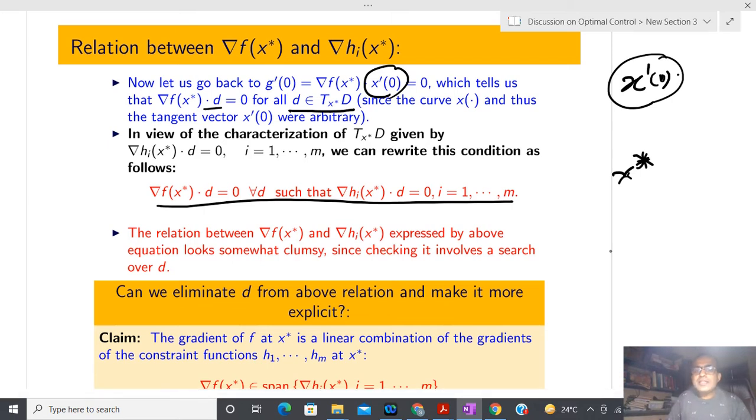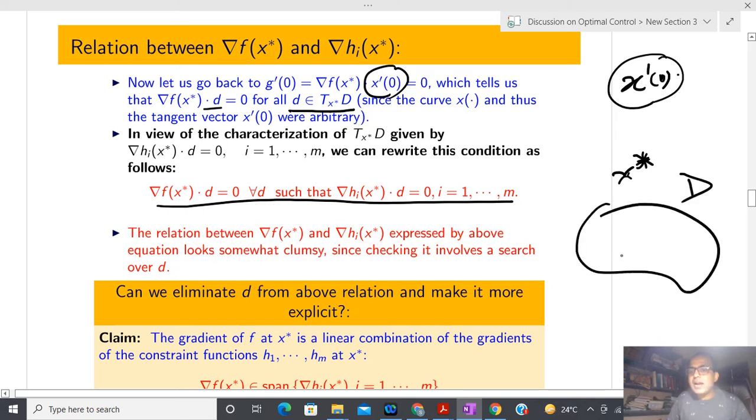Okay, so now you can see what this condition is telling. Suppose you have some region D and some kind of constraint surface. Suppose x star is the minimum, then you have to generate the tangent space, and in this whole tangent space this condition should be satisfied. So this condition and this condition should be satisfied. Okay, this condition is very clumsy and very difficult to check, so we have to simplify it.